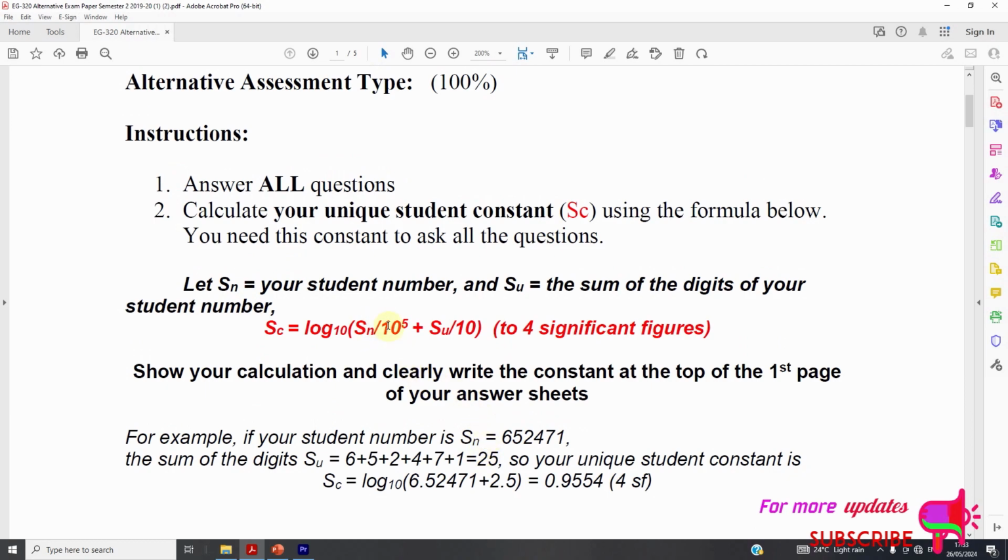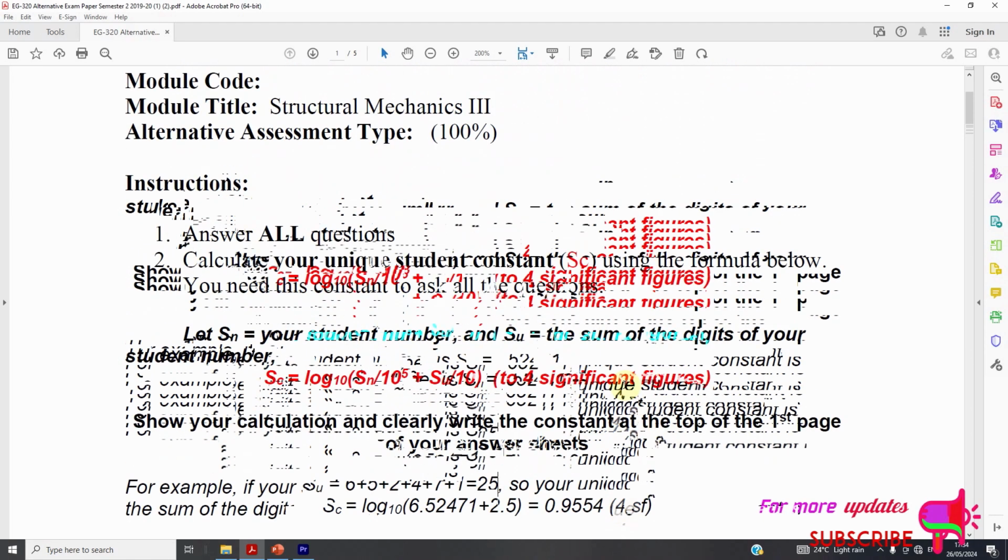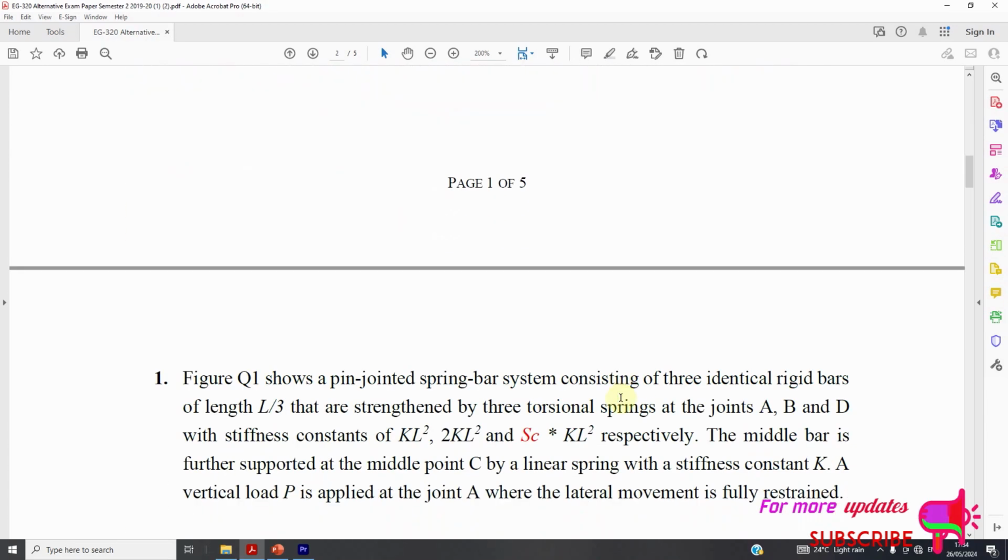So your unique student constant is, following this formula here, your student number divided by 10 to the power 5 plus the sum of your student number, that is SU, over 10. Now the formula will be this one all over 10 to the power 5 over this one over 10. Now my student constant will be this one to 4 significant figures. This will be important when you're answering these questions.